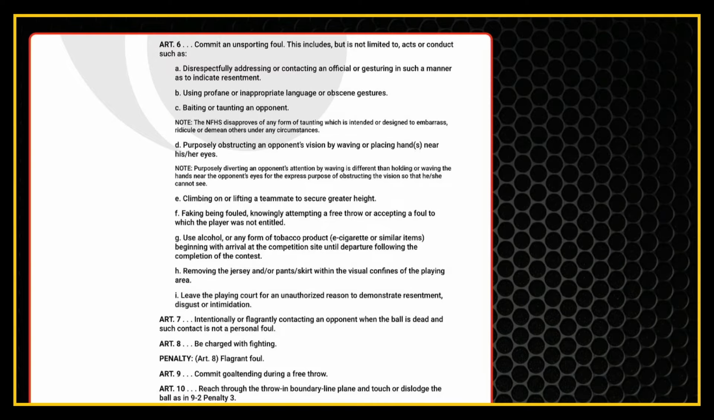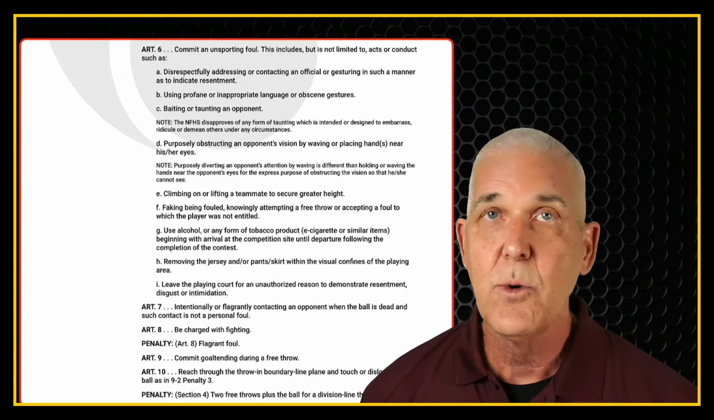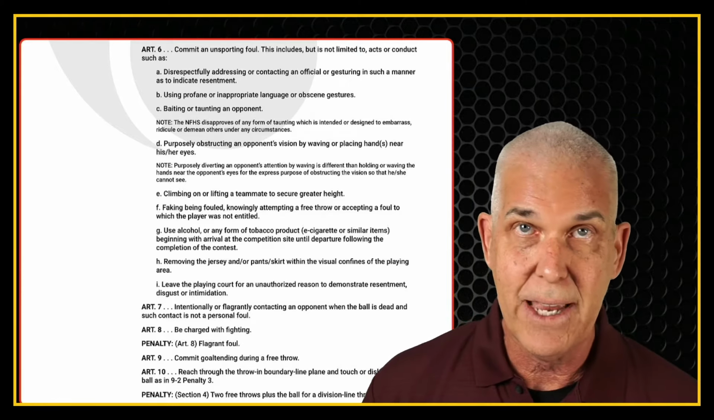Article 7, contacting an opponent when the ball is dead and such contact is not a personal foul. That would be a dead ball contact foul, either intentional or flagrant. Be charged with fighting, commit goaltending during a free throw, reach through a boundary plane, or touch or dislodge the ball, as in 9-2 penalty 3. Okay, so we have a rundown of all the things that are player technical fouls.